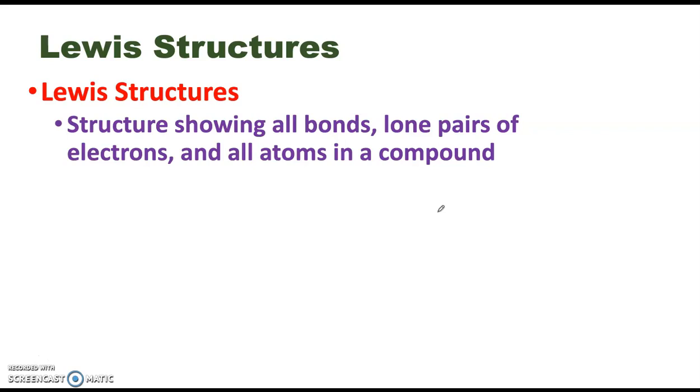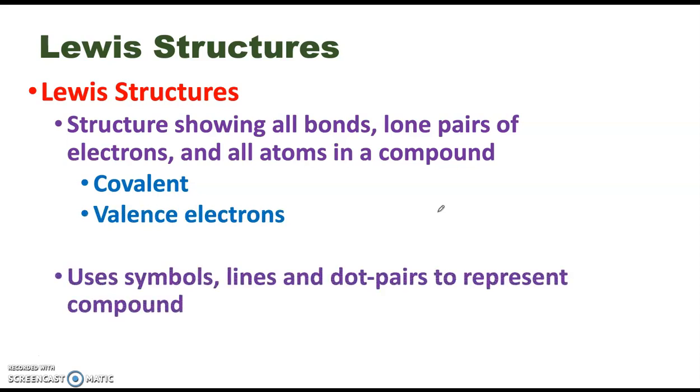So, the definition of a Lewis structure: it is a structure that shows all the bonds, lone pairs of electrons, and all the atoms in a compound. It's a way to draw them and model them on paper. This only works for covalent compounds, and we have to make sure we show all the valence electrons. It uses symbols, lines, and dots to represent the compound. So this is a nice, simple way to start seeing the shapes of compounds and understanding how they behave and how they look.